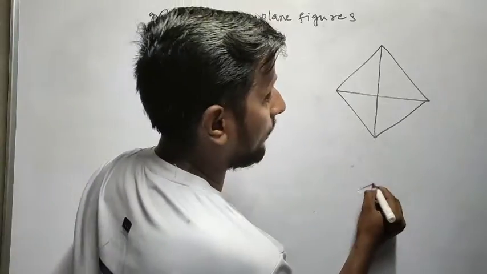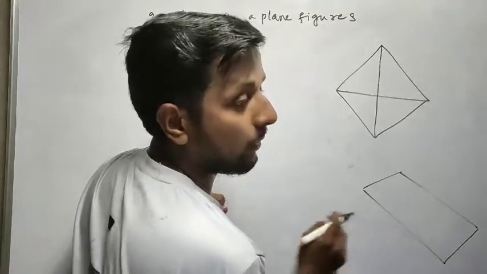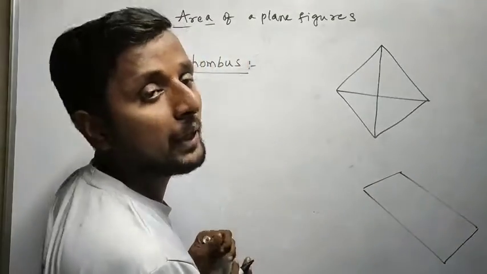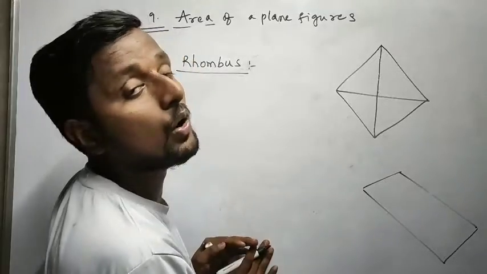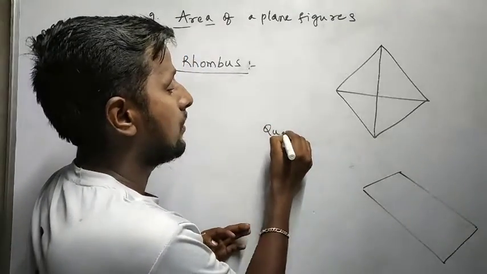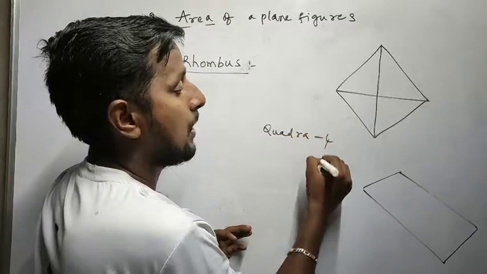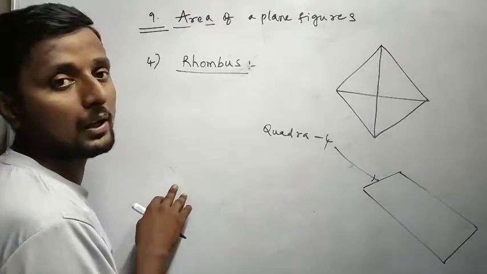Now look at beta. Yes. 1, 2, 3, 4. So it is a closed figure made by 4 line segments, and this kind of figure can be called a quadrilateral. Quadra means 4. Because this diagram is made by 4 line segments, that's why we call it a quadrilateral.